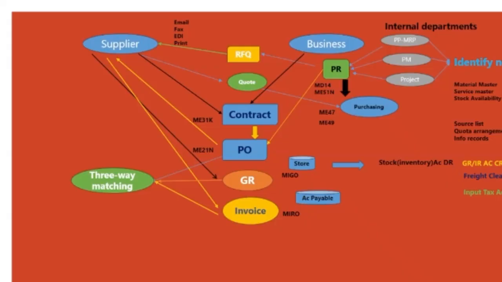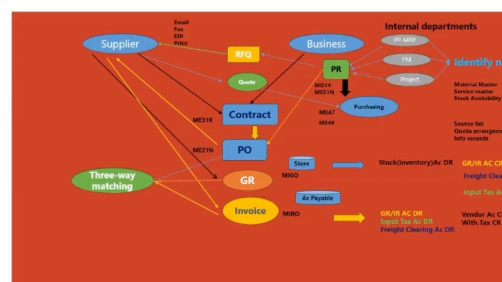Okay. So at the time of invoice posting, there will be an accounting entry where your GR/IR account will be debited along with all your taxes, input tax, and if there are any freight charges, the respective freight clearing account will also get debited. And your vendor account is going to be credited along with the withholding taxes.